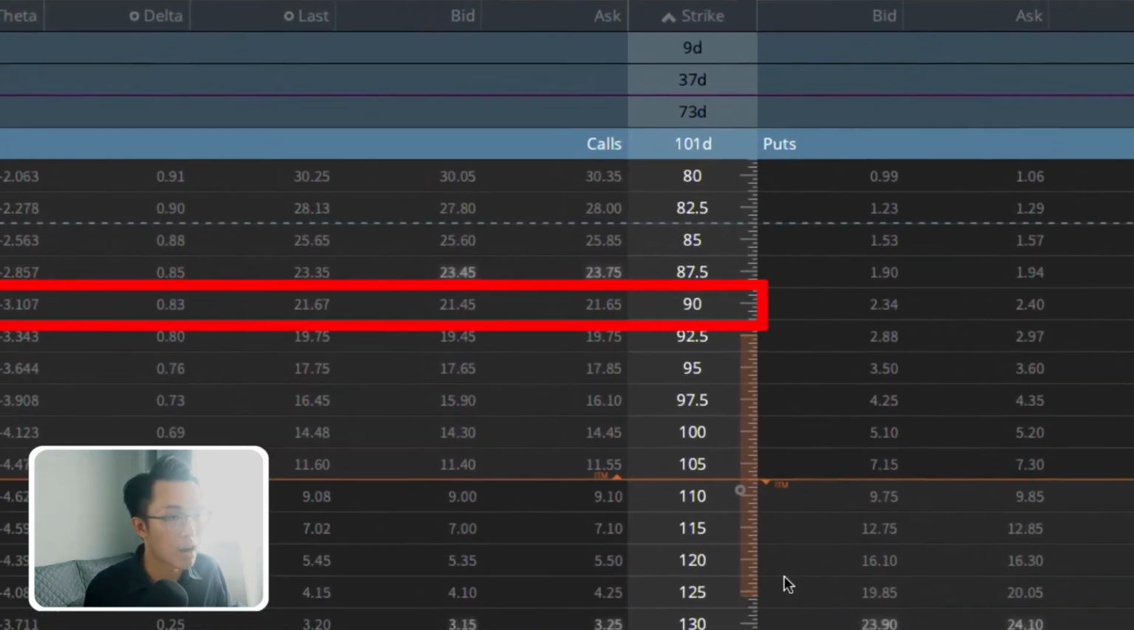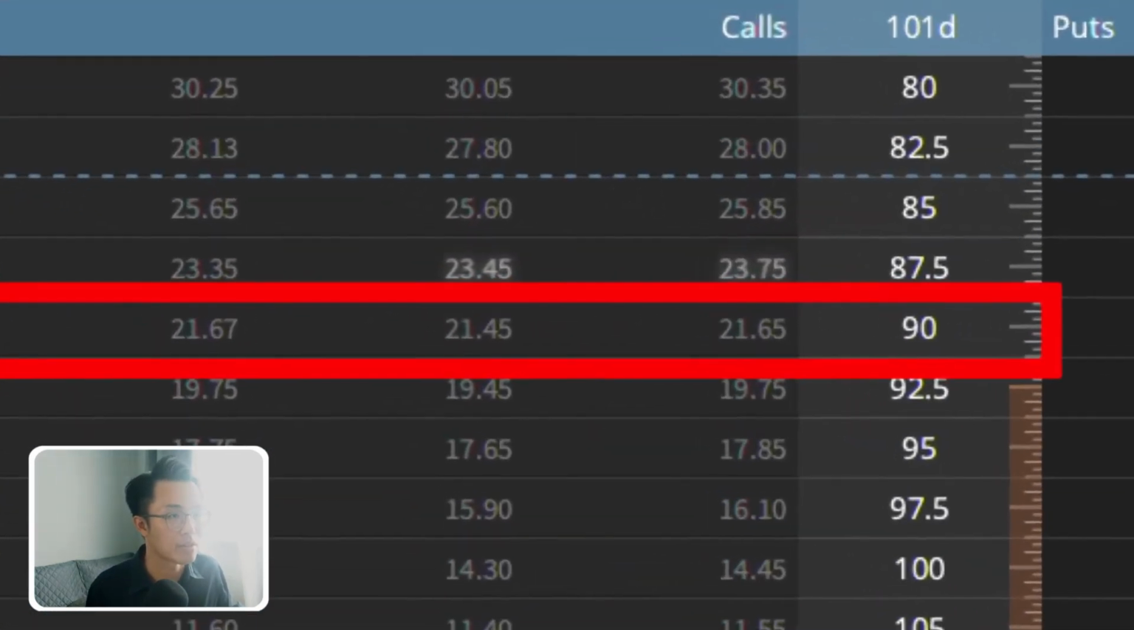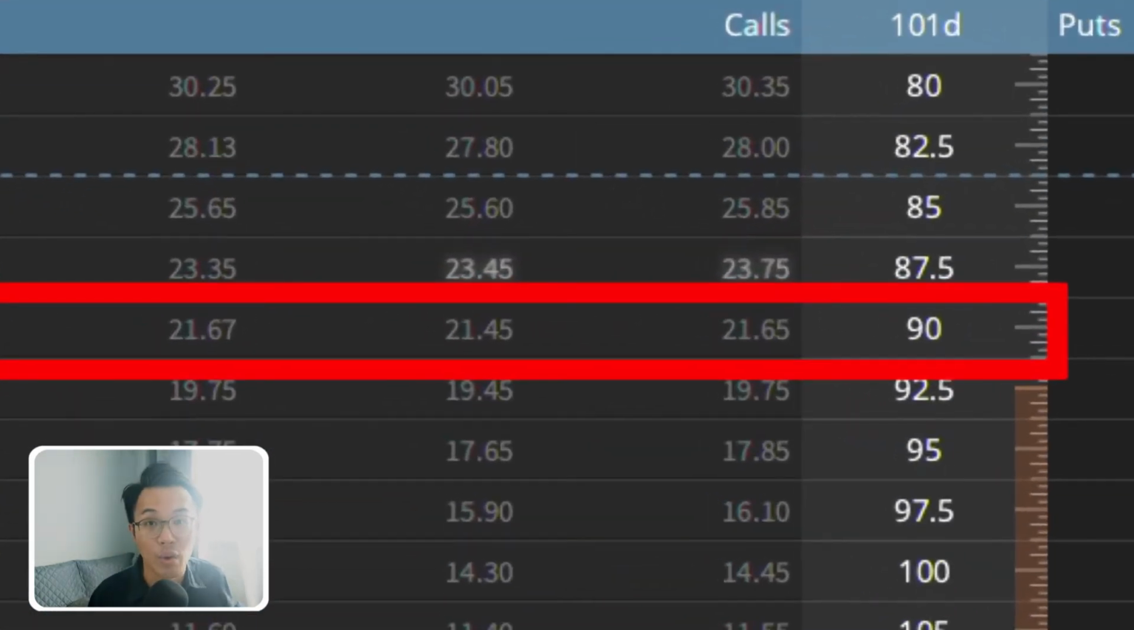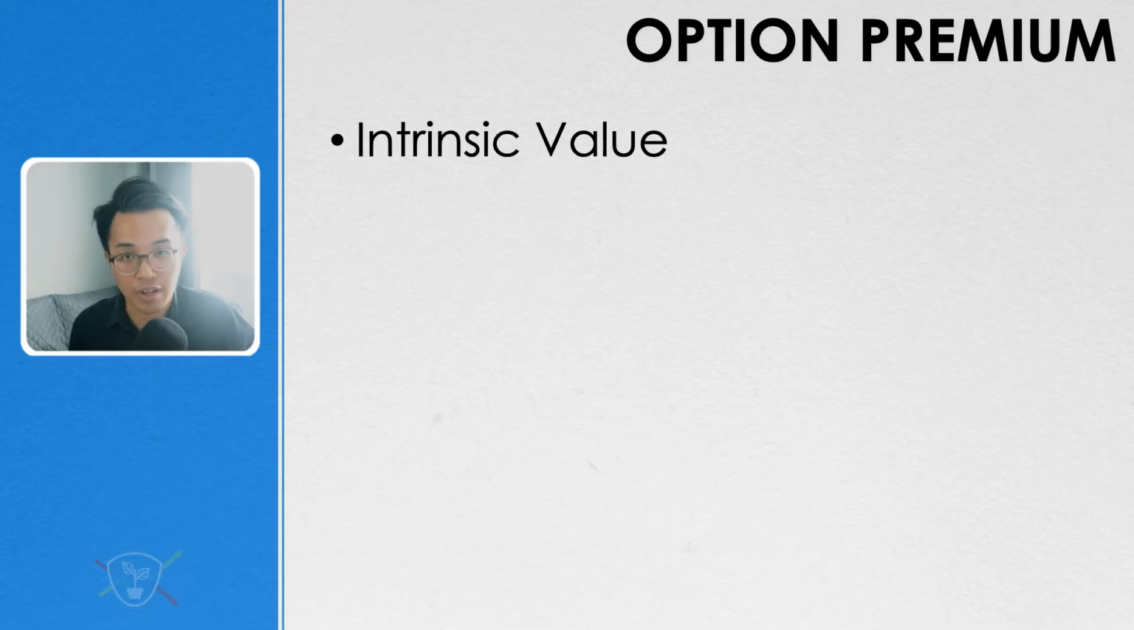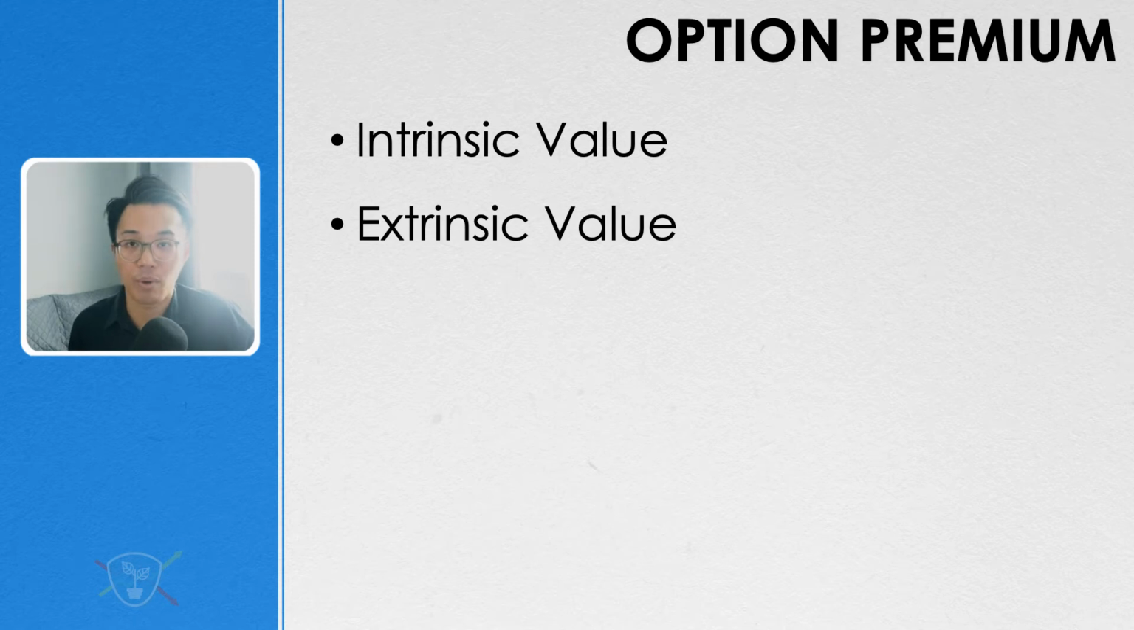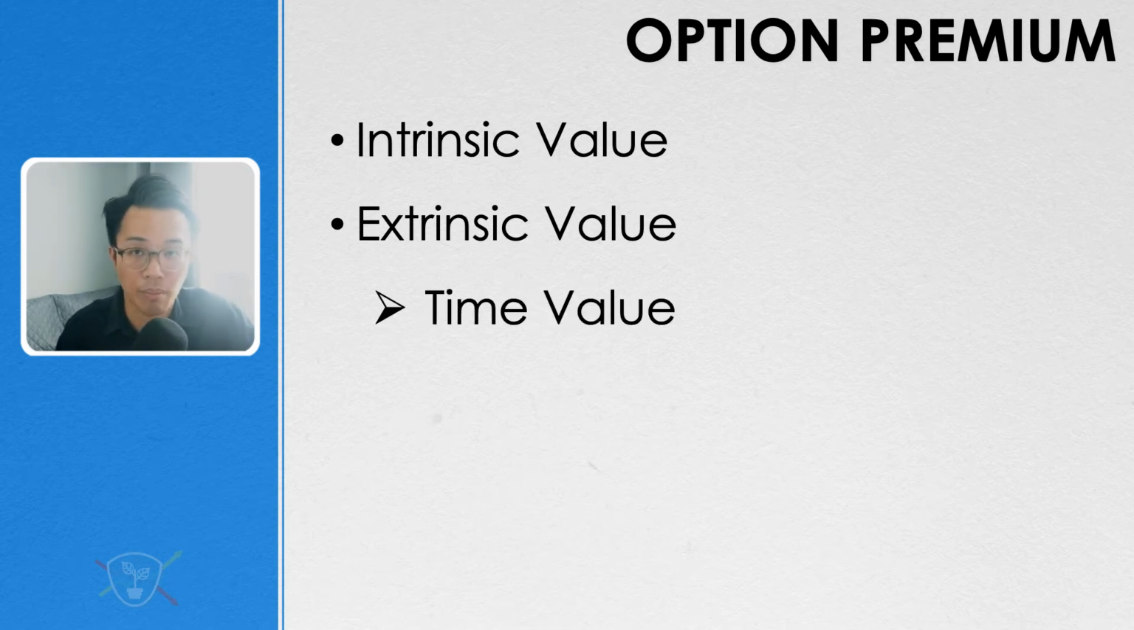So let's see, how much will I be paying for this option? What? $21? Well, that is because there is another component in the options price known as the extrinsic value. So the extrinsic value is made up of two components, time and volatility.